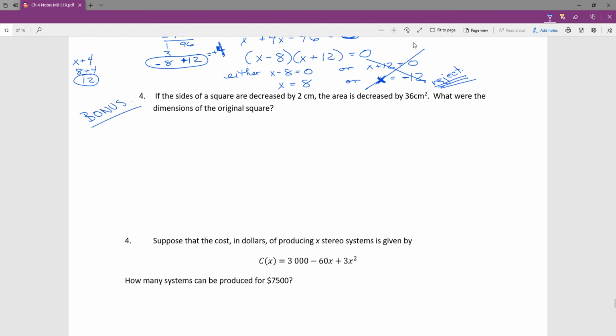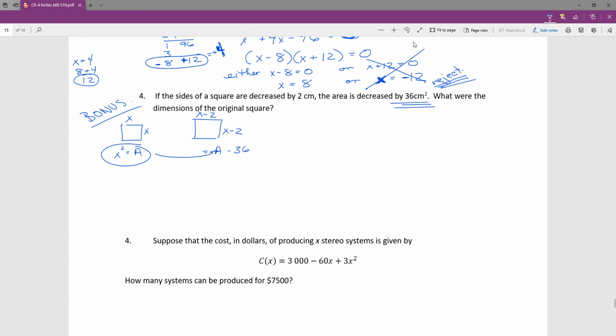So it says in this one, the sides of a square are decreased by 2 centimeters, and then the area would be decreased by 36. So we have the before and after, right? This is x and x of a square, right? And x squared would equal the area. But it says that if I decrease the sides of the square, so x minus 2, the area is decreased by 36 centimeters squared. So this would equal an area decreased by 36 centimeters squared. And remember, the area was x squared.